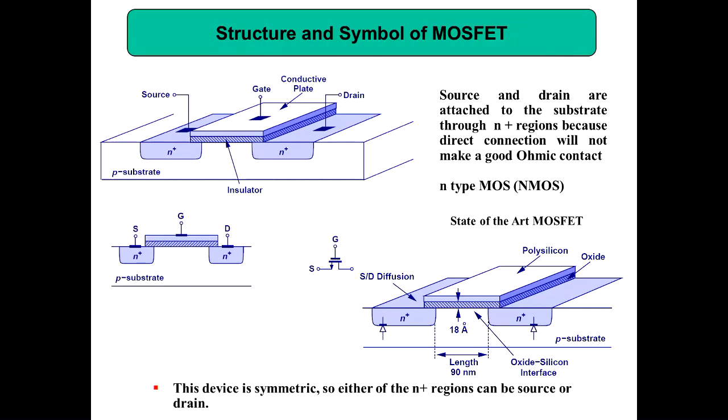The device is symmetric. Either of the N plus regions can be source or drain in the chip. Because when you buy a discrete MOS transistor, you cannot reverse your drain and source. It will not be symmetric because they connect an external diode outside. So when you buy a discrete component, you can't reverse your drain and source. On the chip, yes, it is symmetric. But when you buy a discrete one, they put a diode in for protection, so you can't change your source and drain. But by fabrication topology, you can swap drain and source.